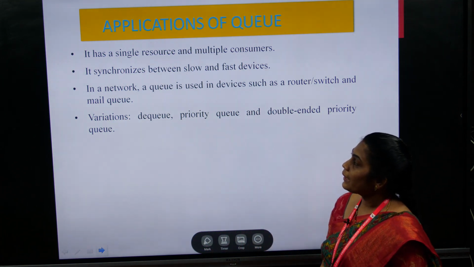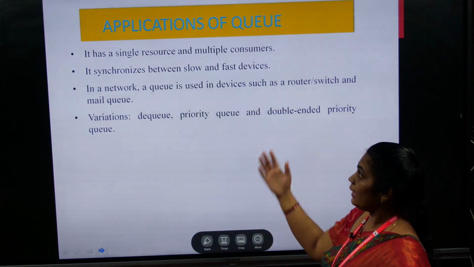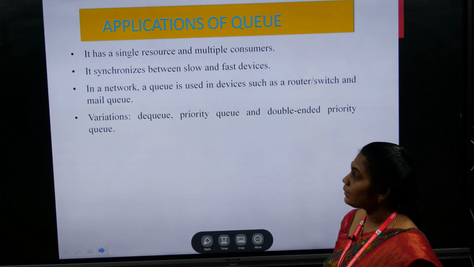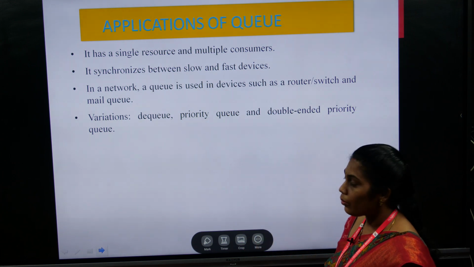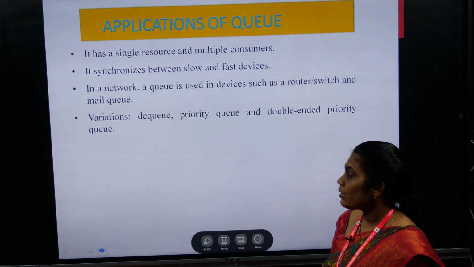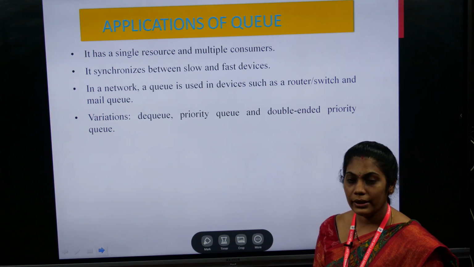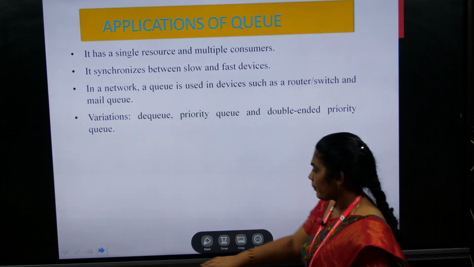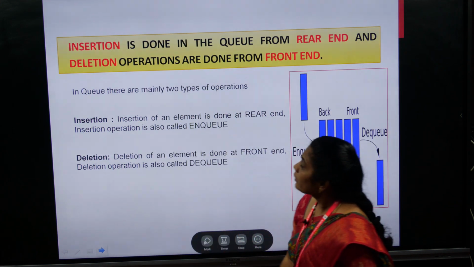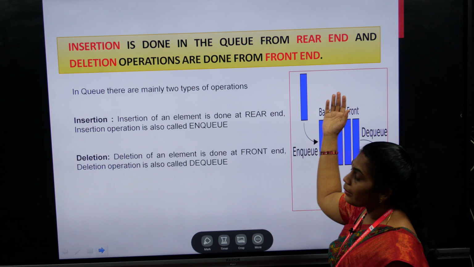Now what are the applications of queues? It has a single resource and multiple consumers. It synchronizes between slow and fast devices. Why? Because from one end to another end, two ends will be working, one for insertion and one for deletion. Insertion is done in the queue from the rear end.